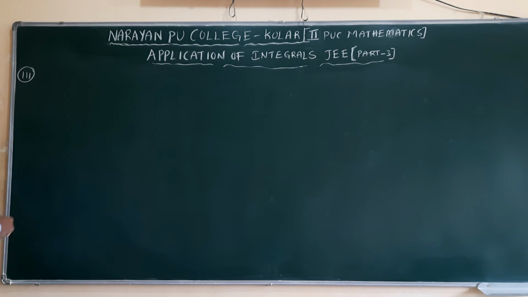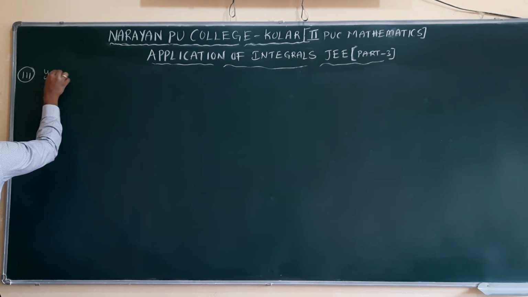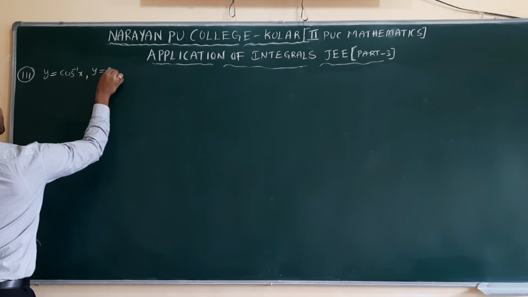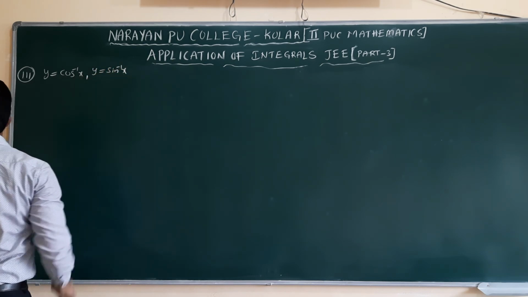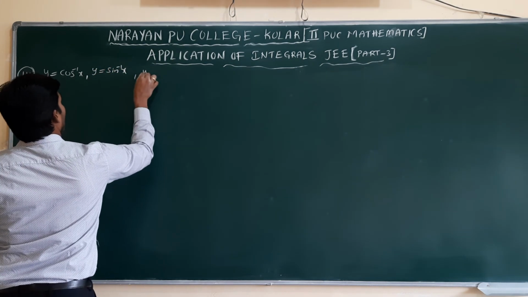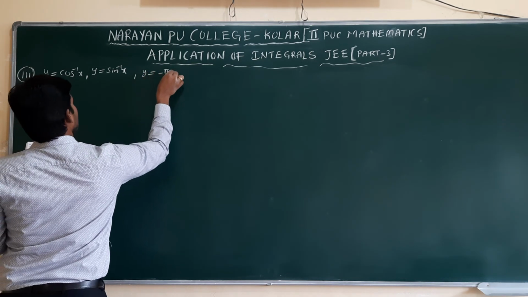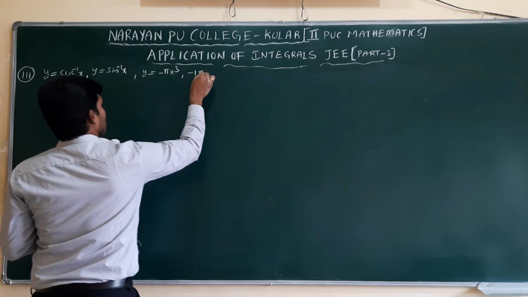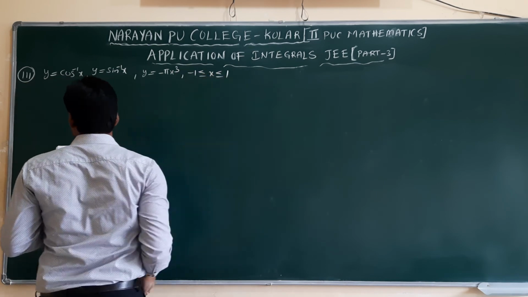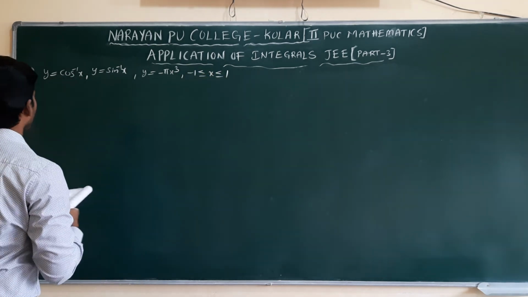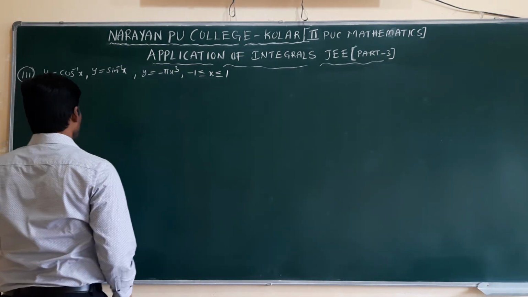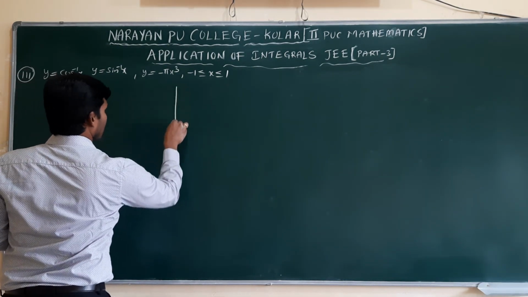The area bounded by the curves y equal to cos inverse x, y equal to sin inverse x, comma y equal to minus pi x cube, where x is from minus 1 to plus 1. So the values we need to find here. First, draw the graphs of these equations, then you can understand.